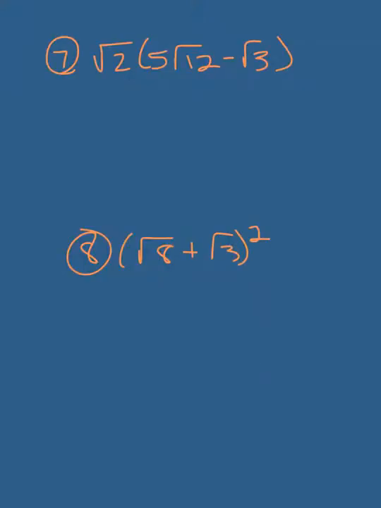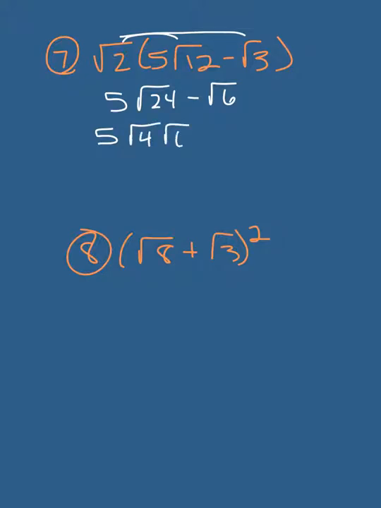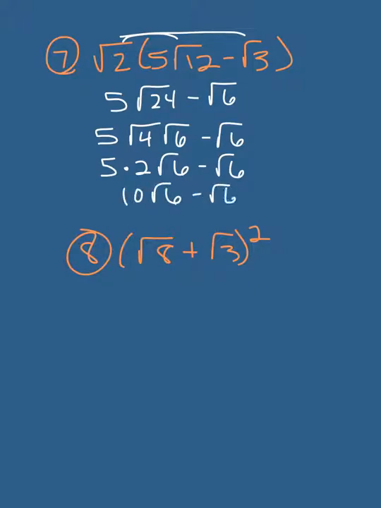Now in number 7, I have root 2 times the quantity of 5 root 12 minus root 3. Now I'm just going to distribute that root 2, so I'm going to take root 2 times 5 root 12 and then root 2 times root 3. So it gives me 5 times the square root of 24 minus root 2 times root 3 gives me the square root of 6. So now I'm going to simplify, so I have 5 times the square root of 24 has a highest perfect square in it, that's 4, so I have root 4 times root 6 minus root 6. So it gives me 5 times 2 root 6 minus root 6. So if 5 times 2 is 10, root 6 minus root 6 gives me 9 root 6 as a final answer.